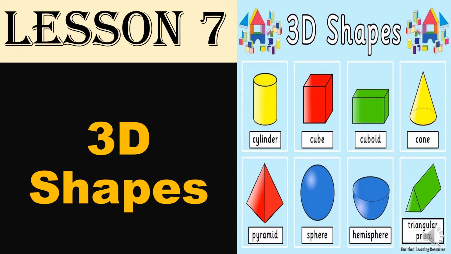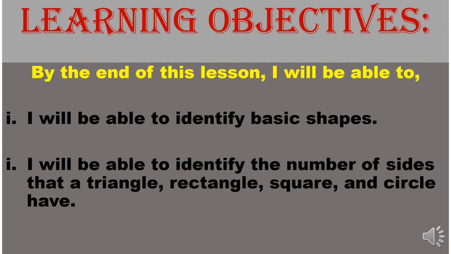Today we are going to start lesson 7, that is 3D shapes. As you can see different shapes over here in the picture. Move towards learning objectives. By the end of this lesson, I will be able to identify basic shapes. I will be able to identify the number of sides that a triangle, rectangle, square and circle have.